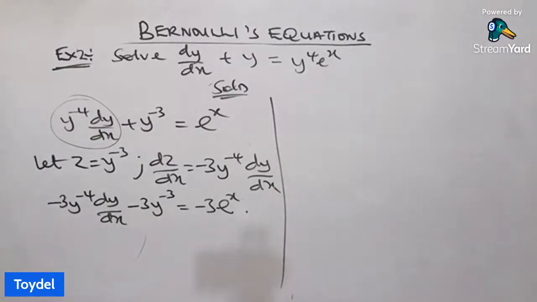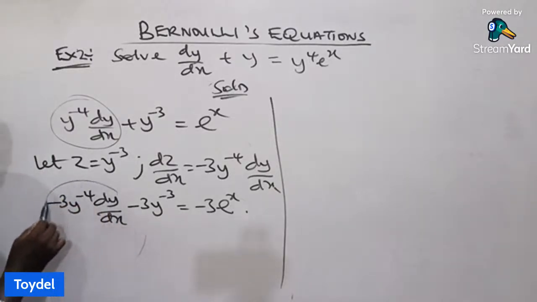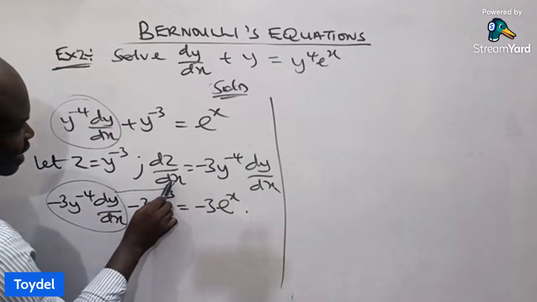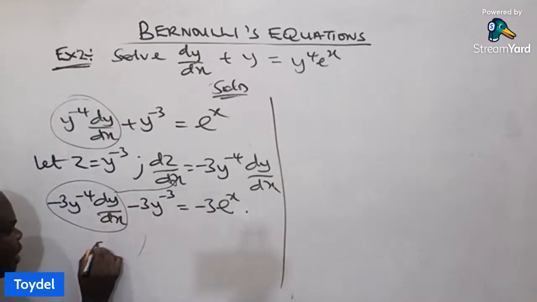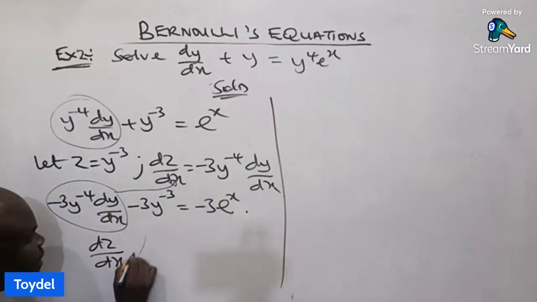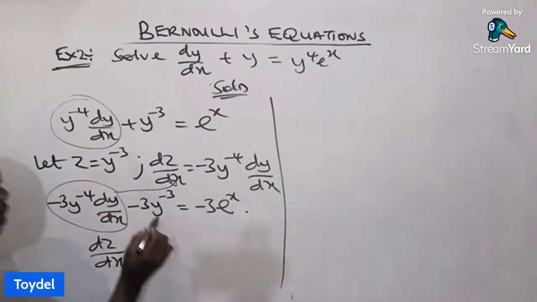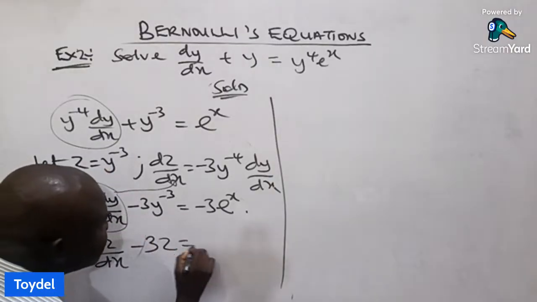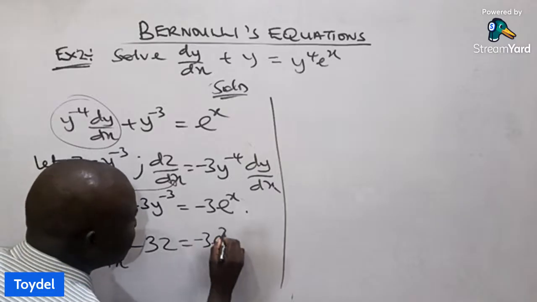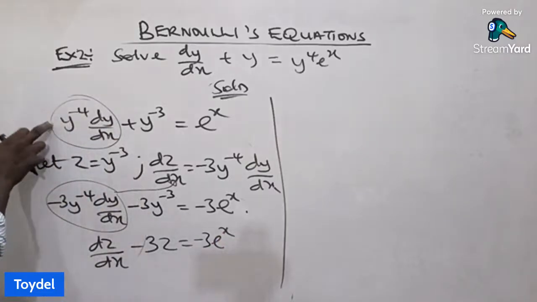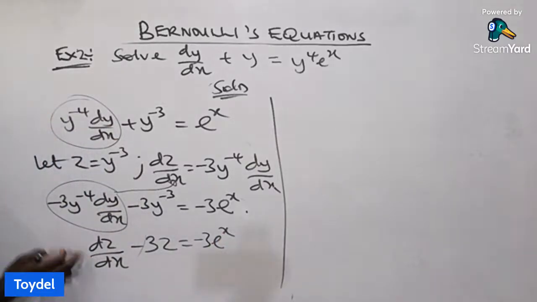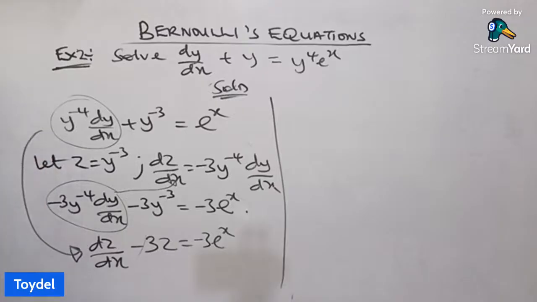Of course, everything that we have here is the same thing as dz. So I will represent everything as dz/dx. What is z here? y raised to power minus 3. That will be dz/dx minus 3z is equal to minus 3 e raised to power x. So we have been able to transform this binomial equation to a linear equation, with the variable z.